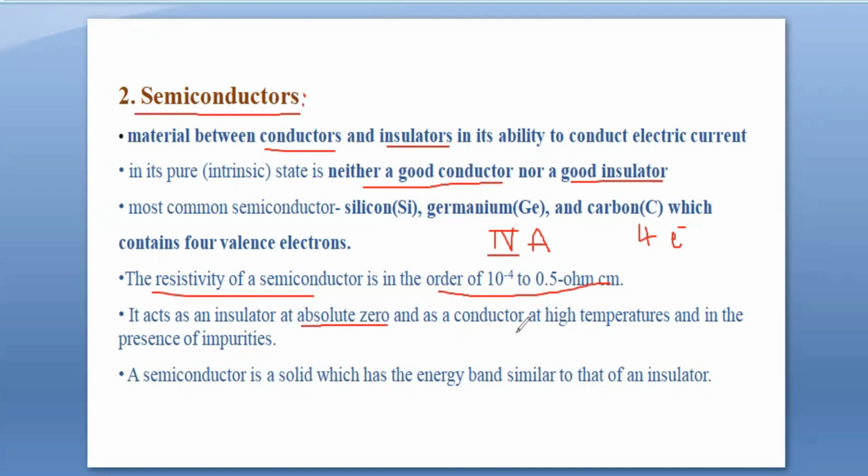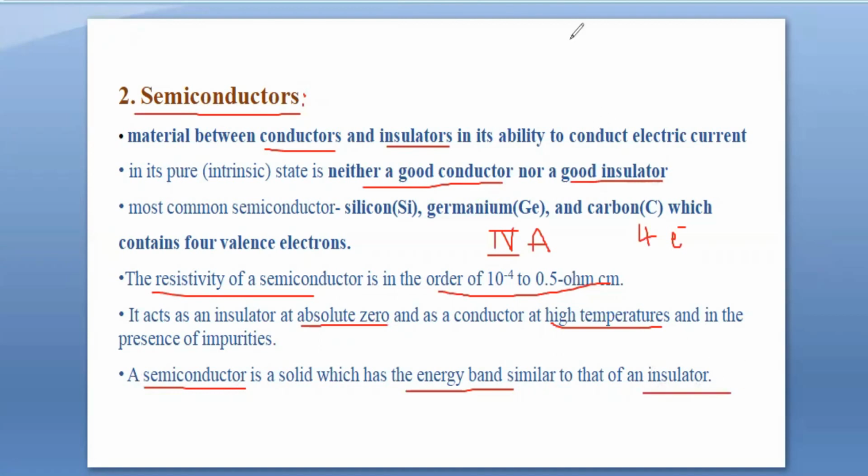As temperature rises, they gain energy and the electrons move to higher energy levels. So these electrons will carry current, and their conductivity increases with the increase of temperature. So in semiconductors, as temperature increases, their conductivity increases. In semiconductors, the energy band is similar to that of an insulator. That is, the band gap between the valence band and the conduction band is very small in semiconductors, and very high in insulators. That is the main difference between an insulator and a semiconductor.